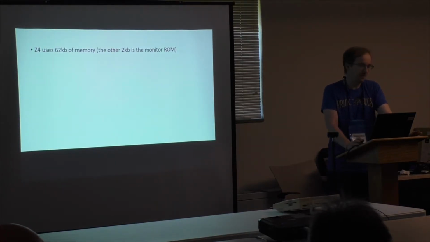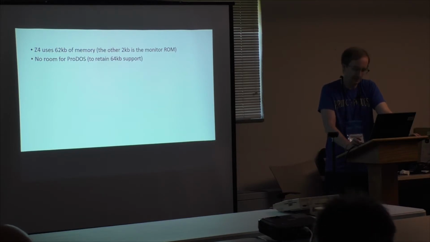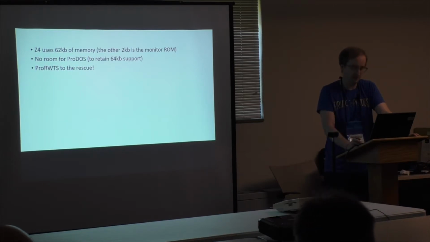The Z4 interpreter uses 62 kilobytes of memory, the other 2K being the monitor ROM. And it uses all 62K, there's no question about that. That leaves no room for ProDOS on a 64K machine because it's not right to require 128K to run a 64K title. So for that we use ProRWTS. And in case you haven't seen it, last week I released the code on my GitHub page to ProRWTS. I'll have the link to my page at the end of the presentation, you can see.